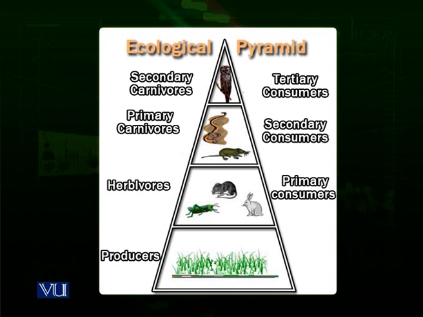So, primary consumers eat the grasses, the plants. They are also called herbivores. Secondary consumers are primary carnivores, and the tertiary consumers are the secondary carnivores. And then come the decomposers.